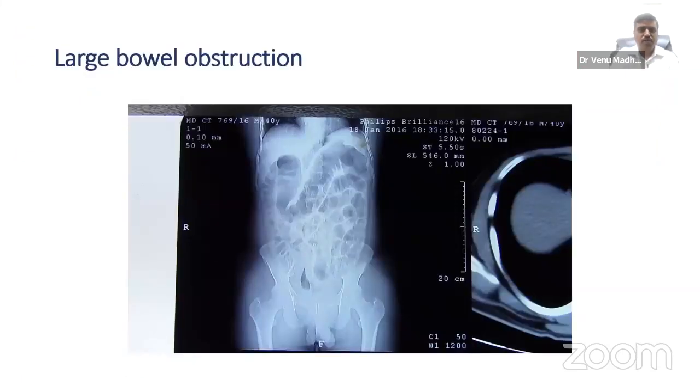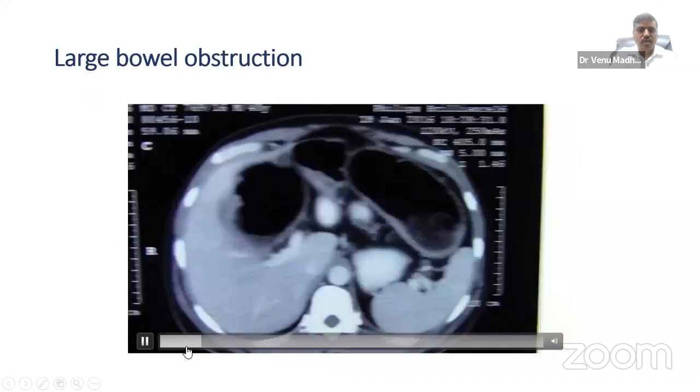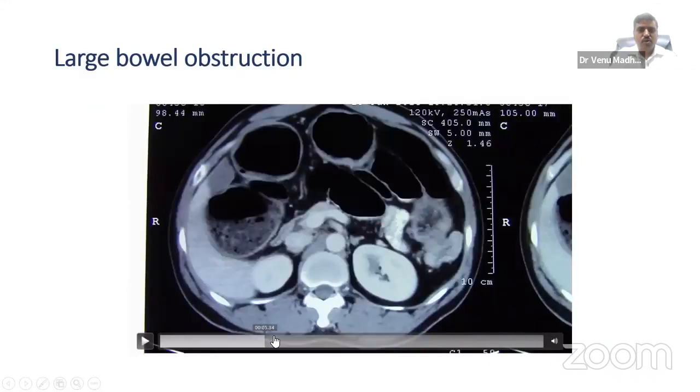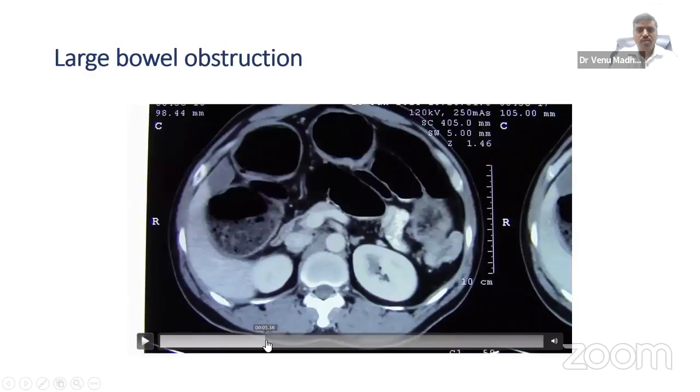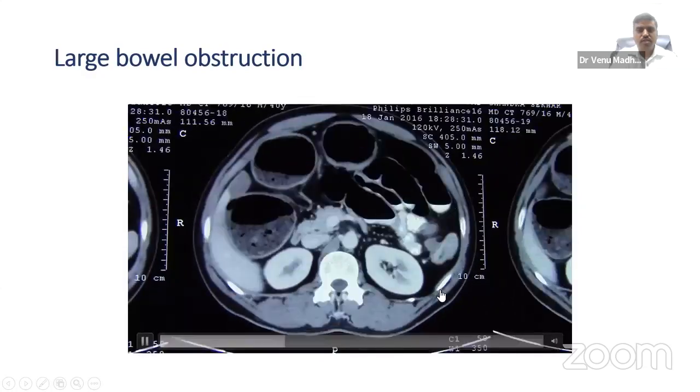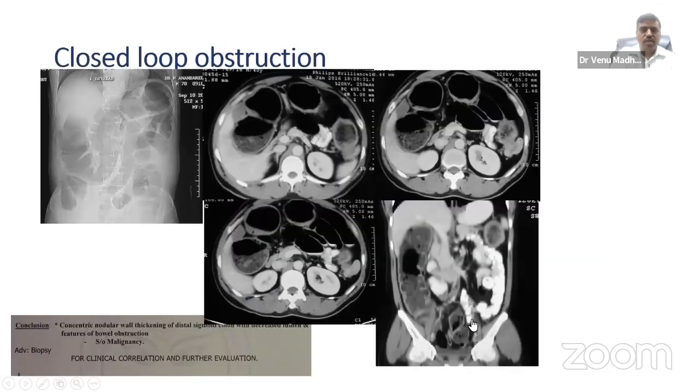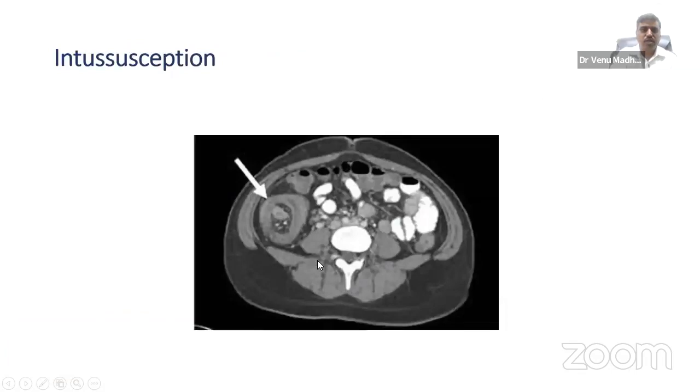Coming briefly to large bowel obstruction. So this is a large bowel obstruction. As I said, in large bowel obstruction, it is better to follow the bowel from below up. So this is a descending colon, sigmoid colon obstruction. If you follow, this is the area where it is showing thickening. This is the site. So a grossly thickened descending colon causing proximal obstruction and closed loop obstruction.